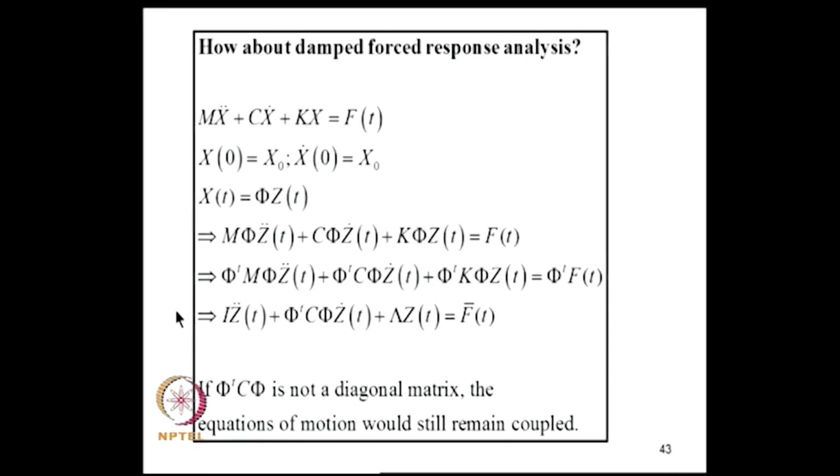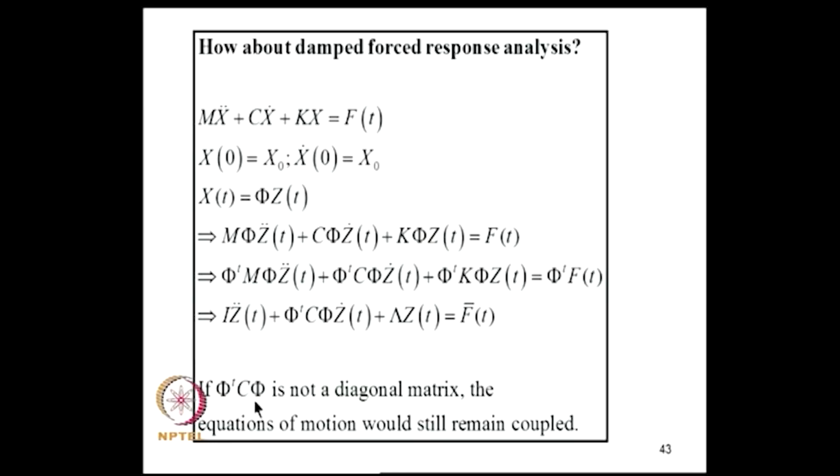Now, what happens if there is damping? If we naively proceed, I will start with the equation and make the transformation, where phi is the undamped normalized modal vector. I substitute this assumed solution and get this equation, pre-multiply by phi transpose, and get this equation. Phi transpose m phi is I, phi transpose k phi is capital lambda, but I am still left with phi transpose c phi.